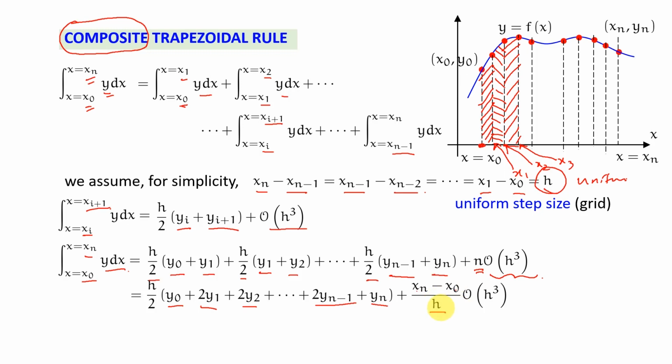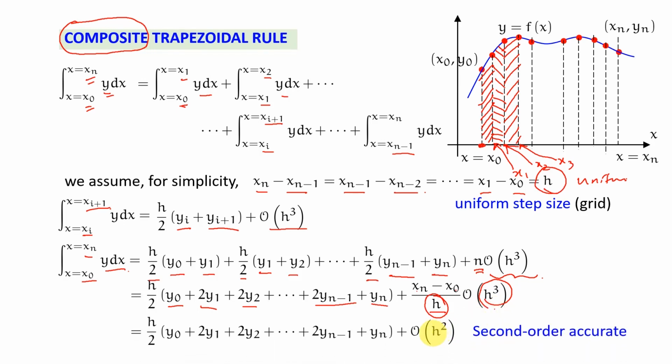So this many intervals we have, and since I have h here and I have h cubed in the error term, when I multiply it, my error will be of the order of h squared. So this is a second order accurate scheme. But we should not worry about the accuracy becoming smaller. Accuracy is actually still very good. It was earlier third order, now it is second order.